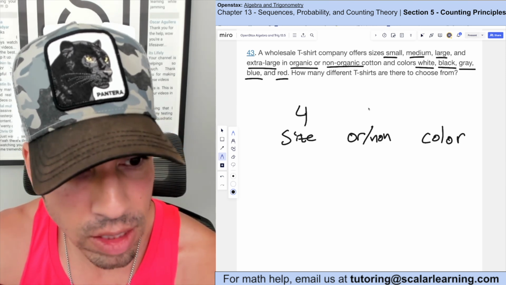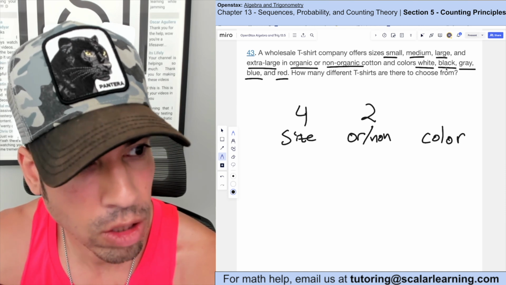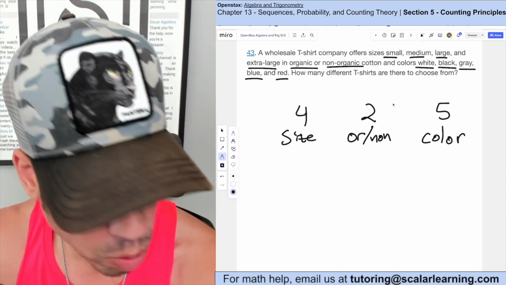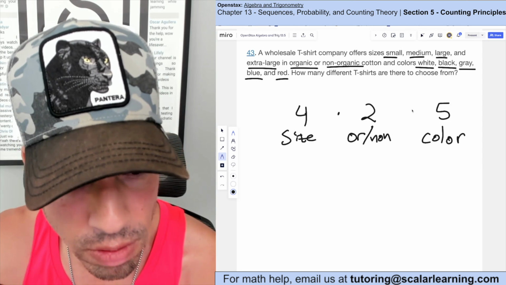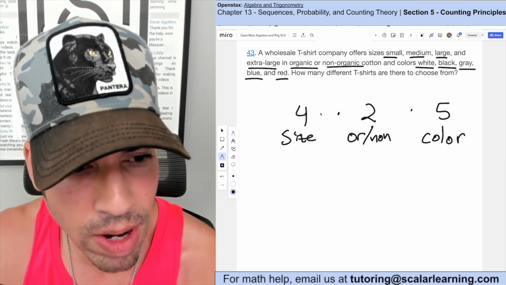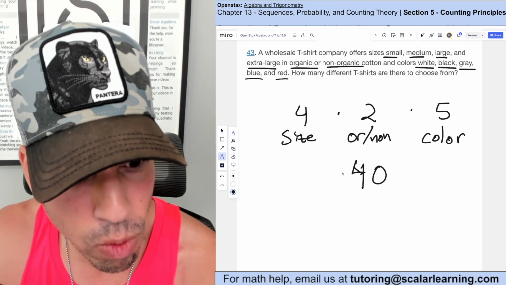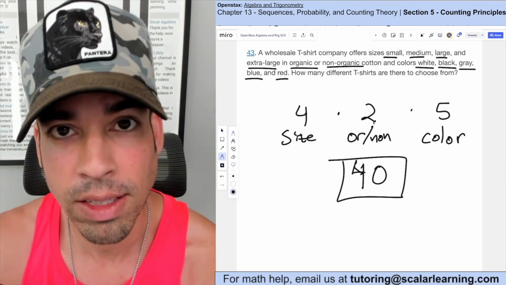Organic or non-organic, that's 2 options. And then the colors, it looks like we've got 5 options. So to get the total amount using the counting principle, we're going to take the product of these. 4 times 2 times 5. That's 8 times 5, which is 40. So that means there are 40 t-shirts to choose from. That's how you do it.